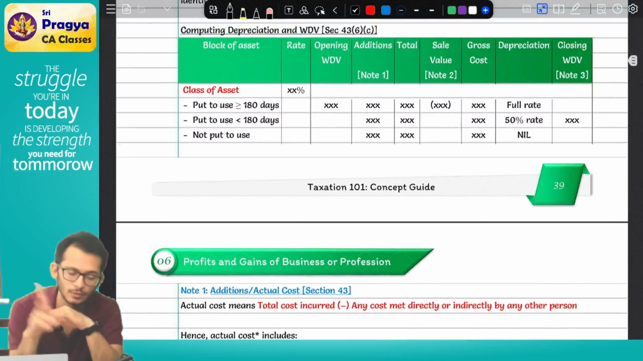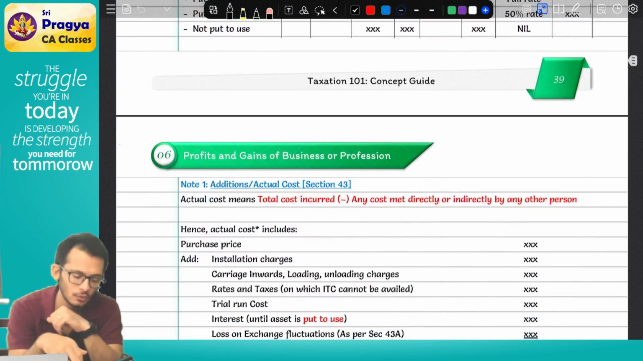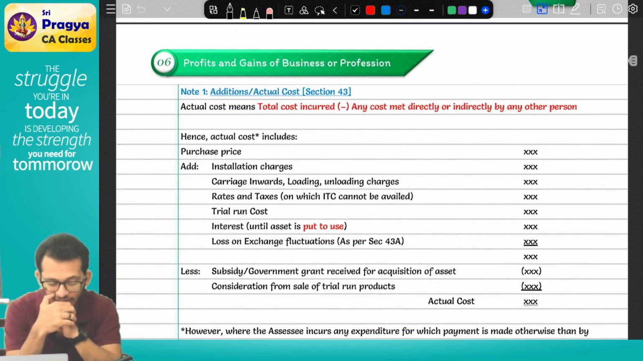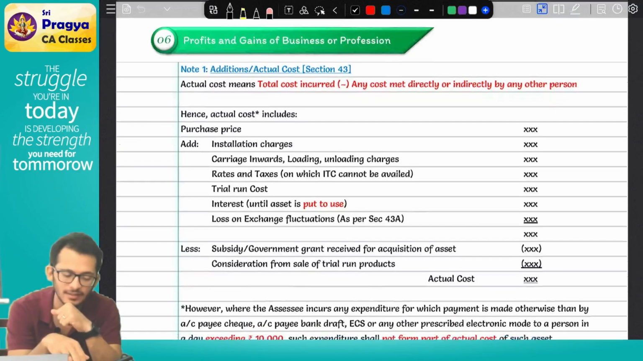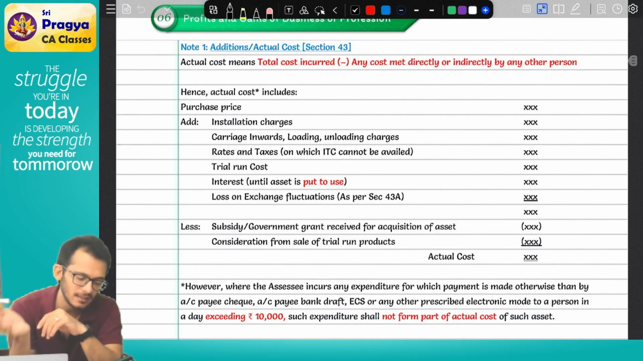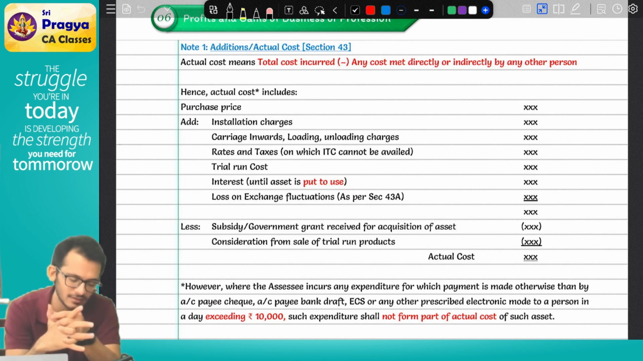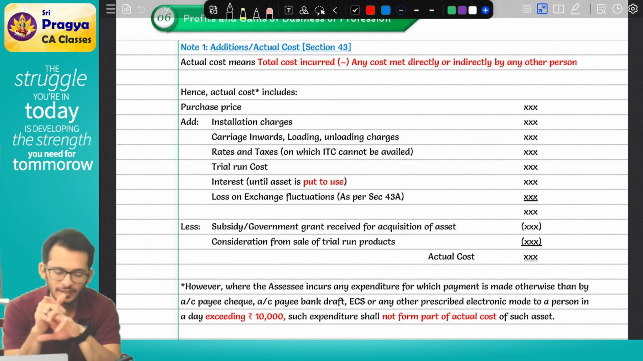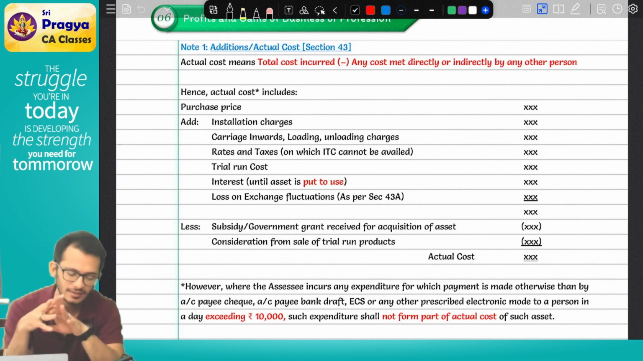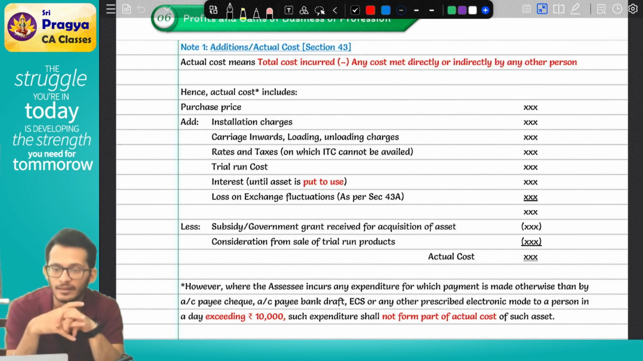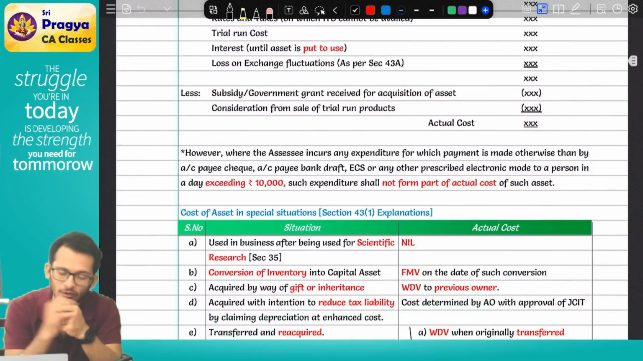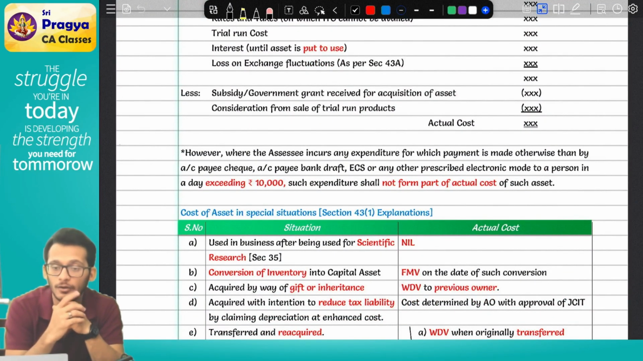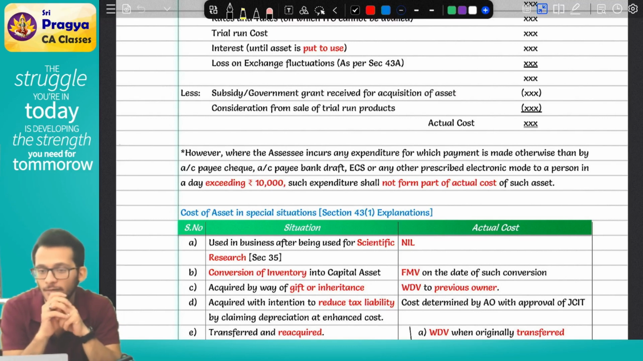See, this is the format which we wrote. In that format, I told how to value additions. Additions means any price which you have paid until the asset is put to use. It's like purchase price, installation charges, carriage charges, any taxes on which you cannot claim ITC, trial run cost, interest cost. Any subsidy received from the government will be reduced, any consideration from sale of trial run products will be reduced. Exceptionally, they are saying, if you have made any payment otherwise than by account payee cheque, account payee draft, electronic clearing system, or permissible modes, more than 10,000, one person, one day, cost will be ignored.